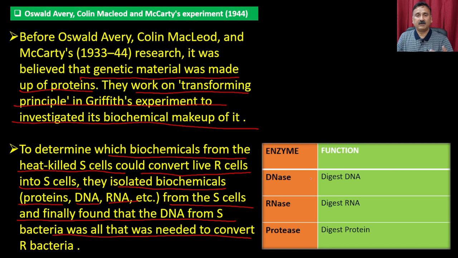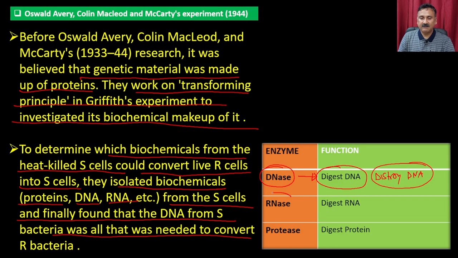For this experiment they used three different types of enzymes. They used DNase. The function of DNase is that it digests DNA, so it destroys DNA. If you treat a reaction with DNase, it is going to destroy the DNA, so it removes the DNA part. Similarly, they used RNase. The function of RNase is that it digests RNA, which means it destroys the RNA part, or removes the RNA from the reaction.